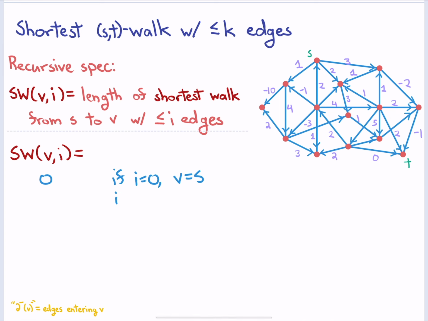Okay, so if i is 0 and v is not s, you don't have any edges, right? So it has to be positive infinity. Okay, great. I think that's all the base cases I had in mind, unless I'm forgetting one. Okay, so now in the general case, let's say that i is at least 1.